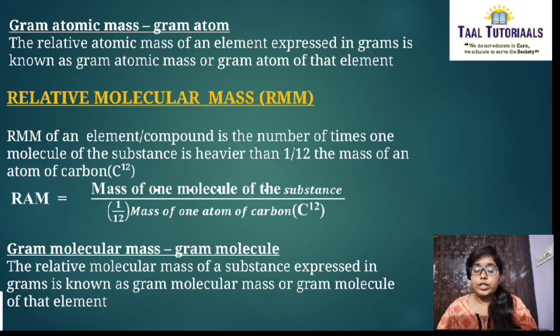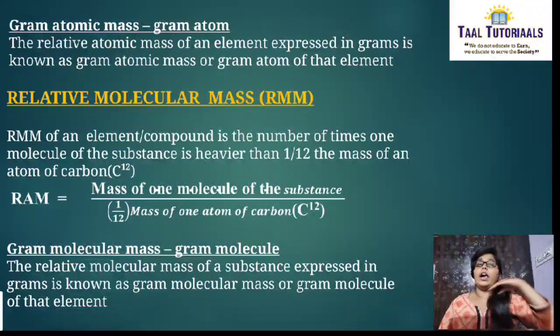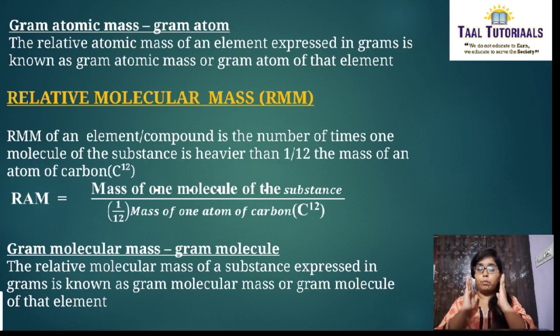Okay, next, relative molecular mass. In short form you can call it RMM. For an element or a compound, it is the number of times one molecule of the substance is heavier than 1/12th of the mass of carbon-12. See here, relative atomic mass is how many times an atom is heavier than 1/12th of carbon-12. Here, you are comparing a molecule of an element or a substance to 1/12th mass of the carbon, which should be heavier. That is relative molecular mass.